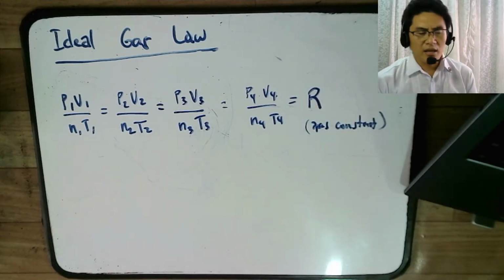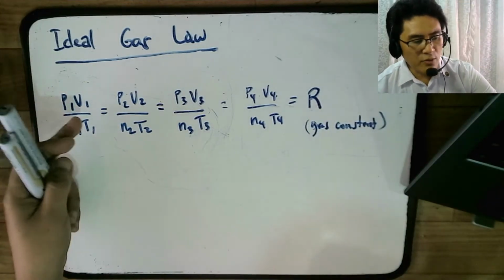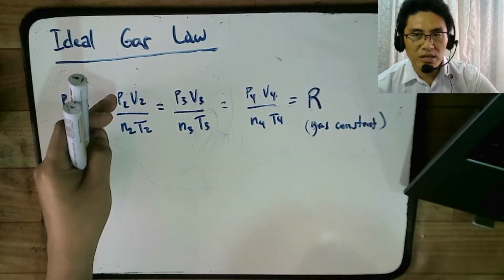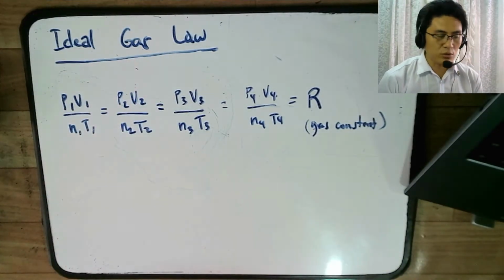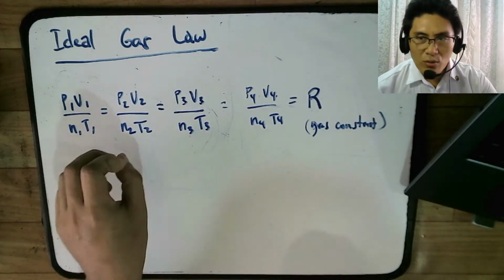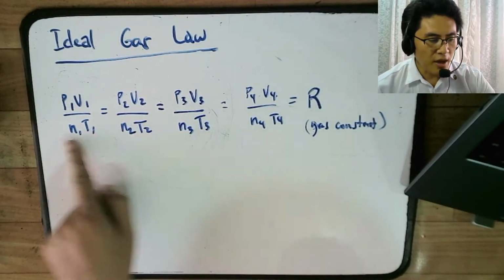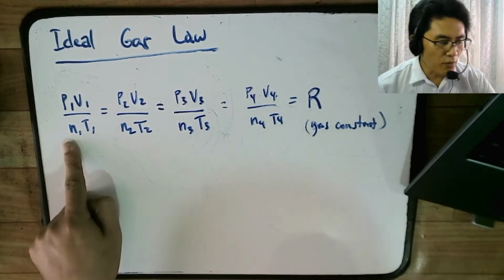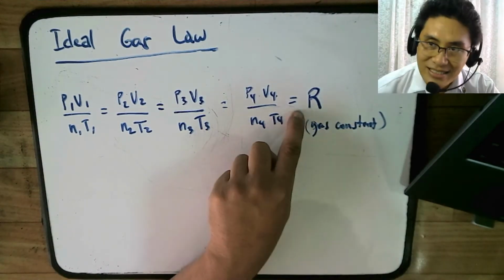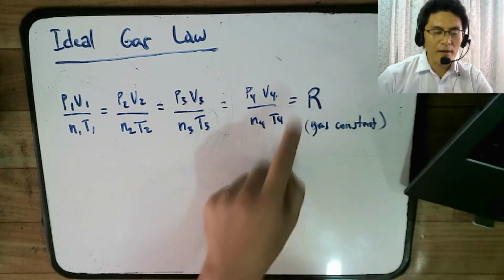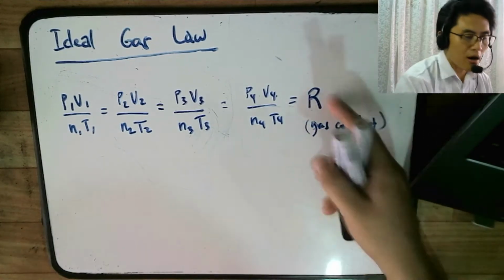Again, let me reiterate that. If P1 times V1 over N1 times T1 is equal to P2 V2 over N2 times T2, then no matter what change I make to the volume, pressure, N and T, they will always be equal. And therefore, they have to come up with a constant number. And that constant number is called the gas constant, or R.